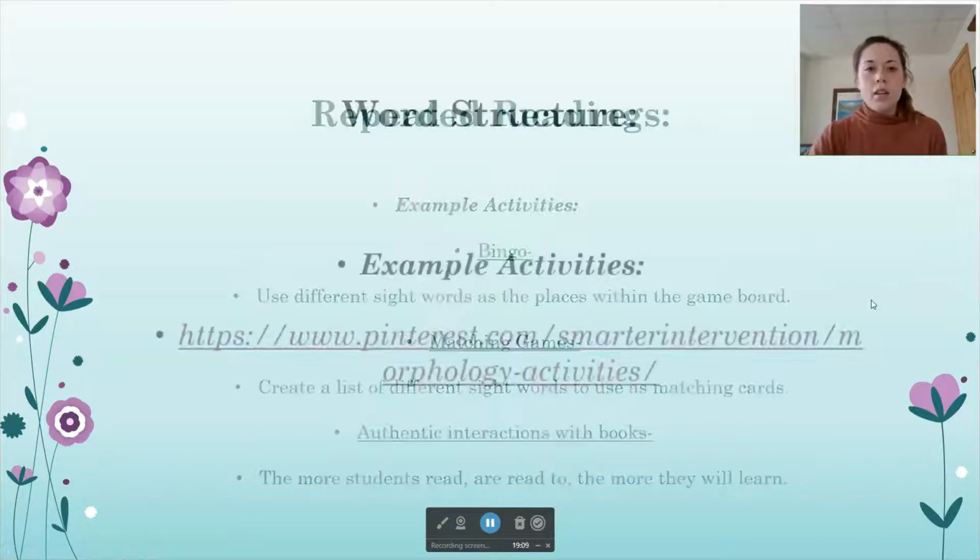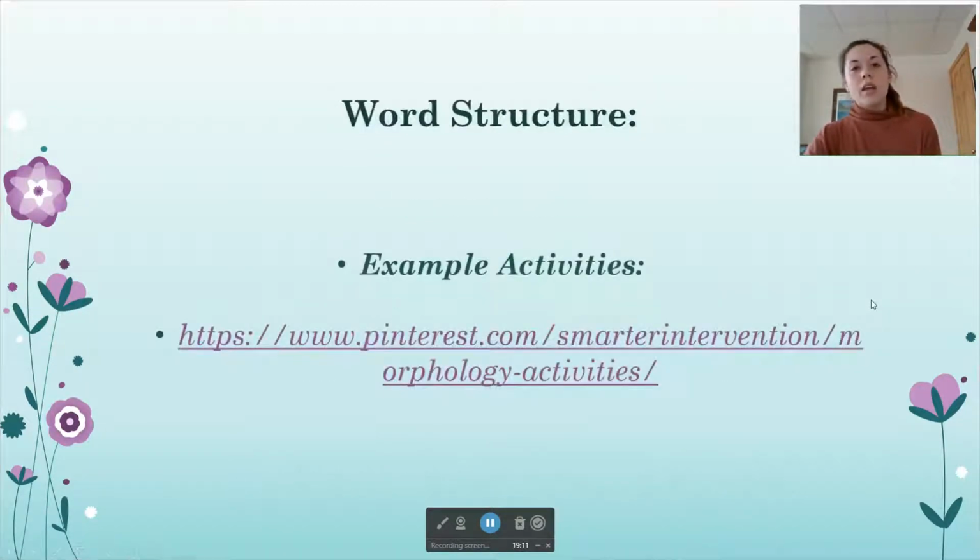All right, so the next is word structure. And before I show you some example activities, I'll tell you what word structure is all about. So once a student begins to recognize some words, their ability to recognize others grows. Why is this? Students begin to put together principles of the alphabetic system and make connections between words.